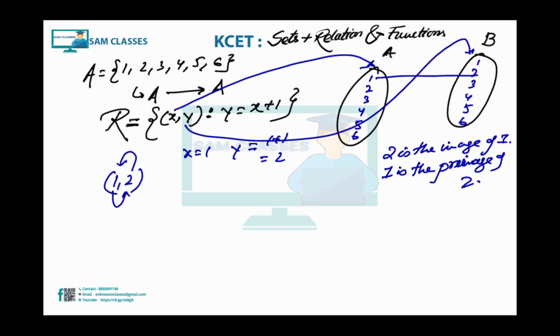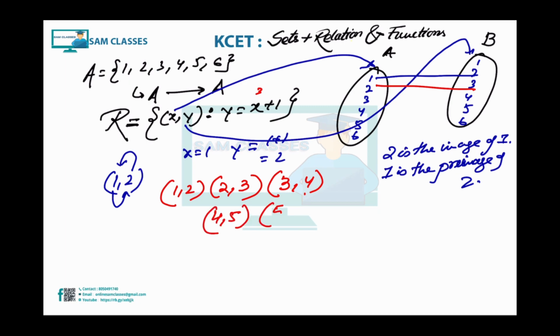Now if I put x equal to 2, I get 3. So again we can say 3 is the image of 2 and 2 is the pre-image of 3. So we got one relation as (1, 2), the other as (2, 3). When we put x equal to 3, y is equal to 4. So (3, 4): 4 is called the image of 3 and 3 is the pre-image of 4. Next we have (4, 5), and similarly (5, 6). So these are all the relations that we are able to find.